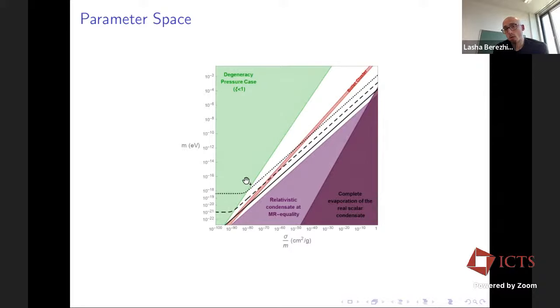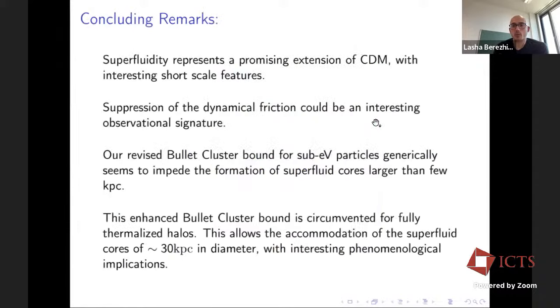And these lines: the dotted line corresponds to the diameter of the soliton being 0.1 kiloparsec, the dashed line is a soliton diameter of 2 kiloparsec, and the solid line is the 30 kiloparsec line. And this is what we think is the most interesting range of the parameter space, as long as we are not misled to argue that the bullet cluster bound can be lifted. Okay, and since I'm out of time, I'll just leave the concluding remarks, and please, any questions are welcome. Thank you.